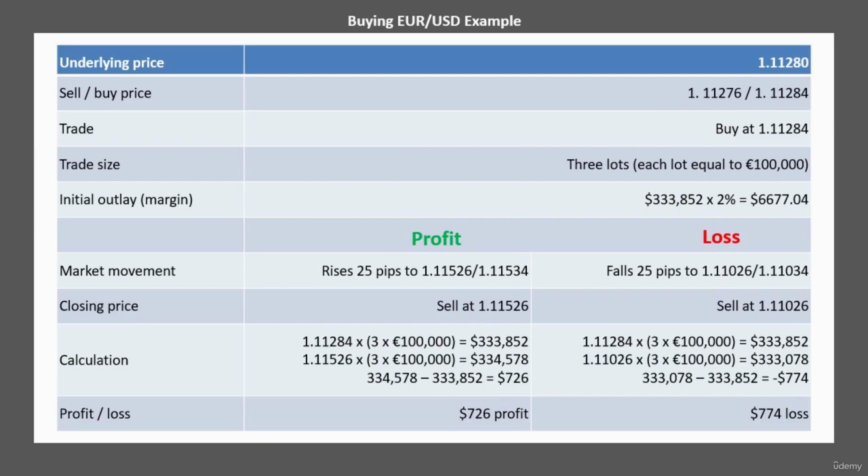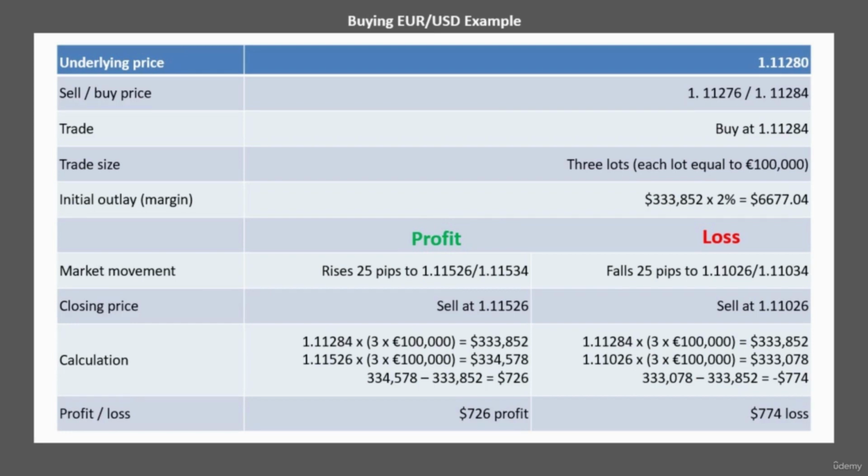So the underlying price, what you might see as that kind of price out there, is 1.11280. And you can see we have a spread. So we have a sell and a buy price that are different than that underlying price. So we decided in this case, for this example, not to sell, we decided to buy. So we bought up to 1.11284. And we bought 3 lots.